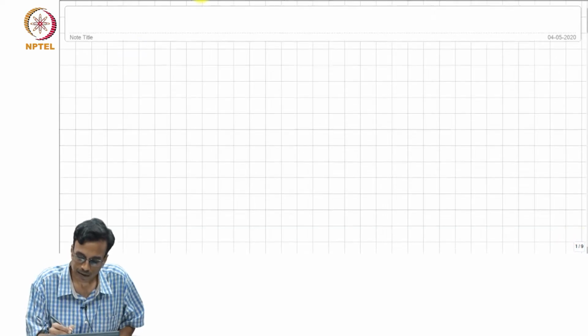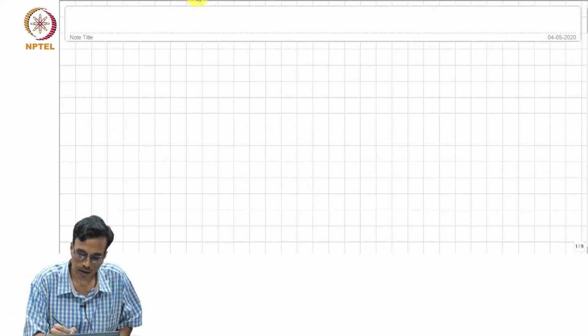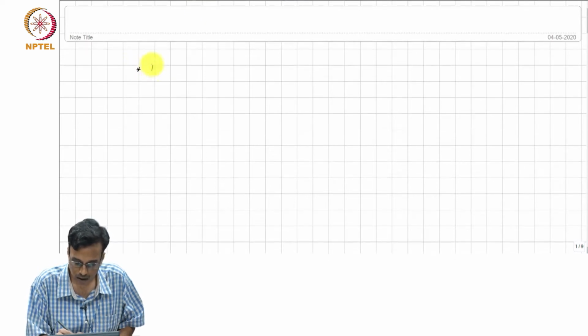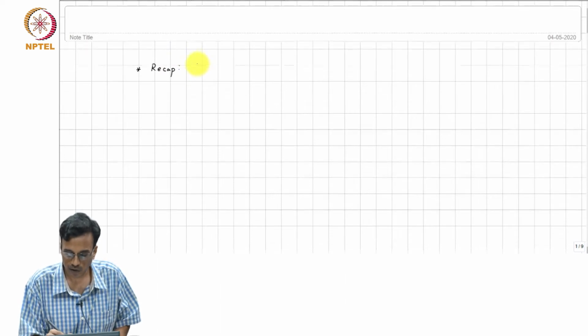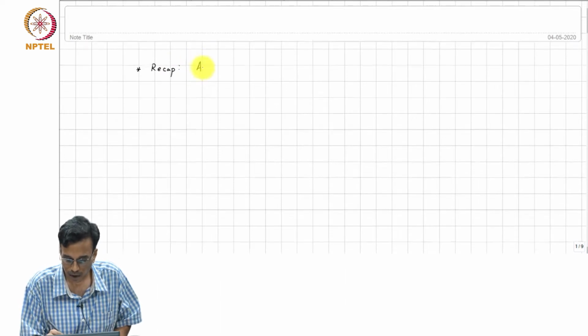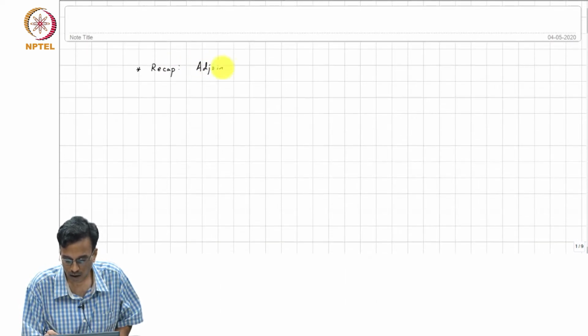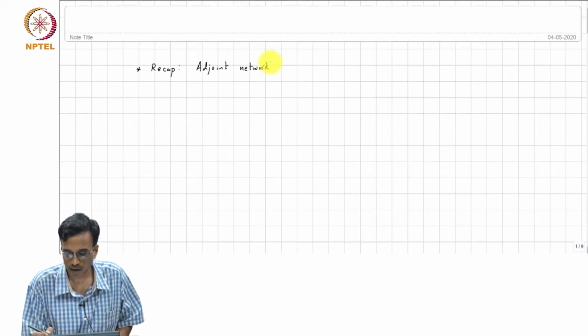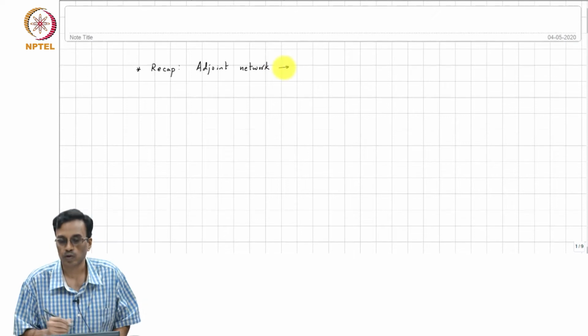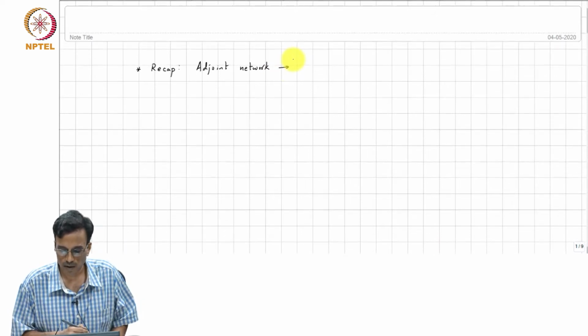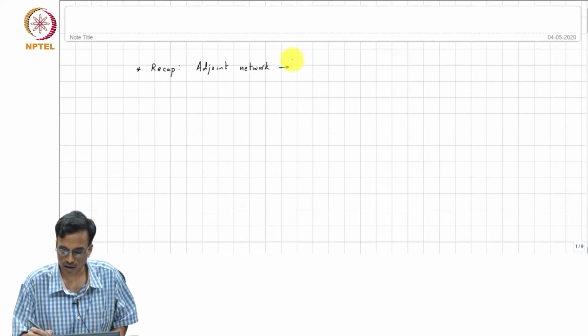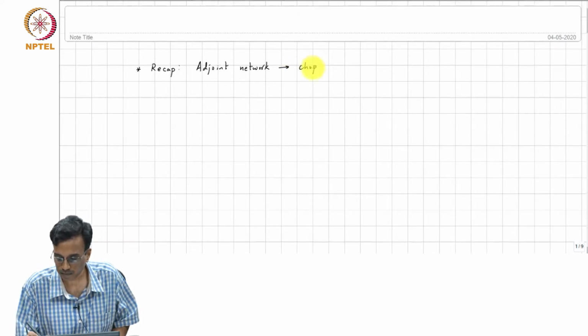So, in the last class we saw how adjoint network techniques were useful in determining the aliasing functions in a chopped amplifier.